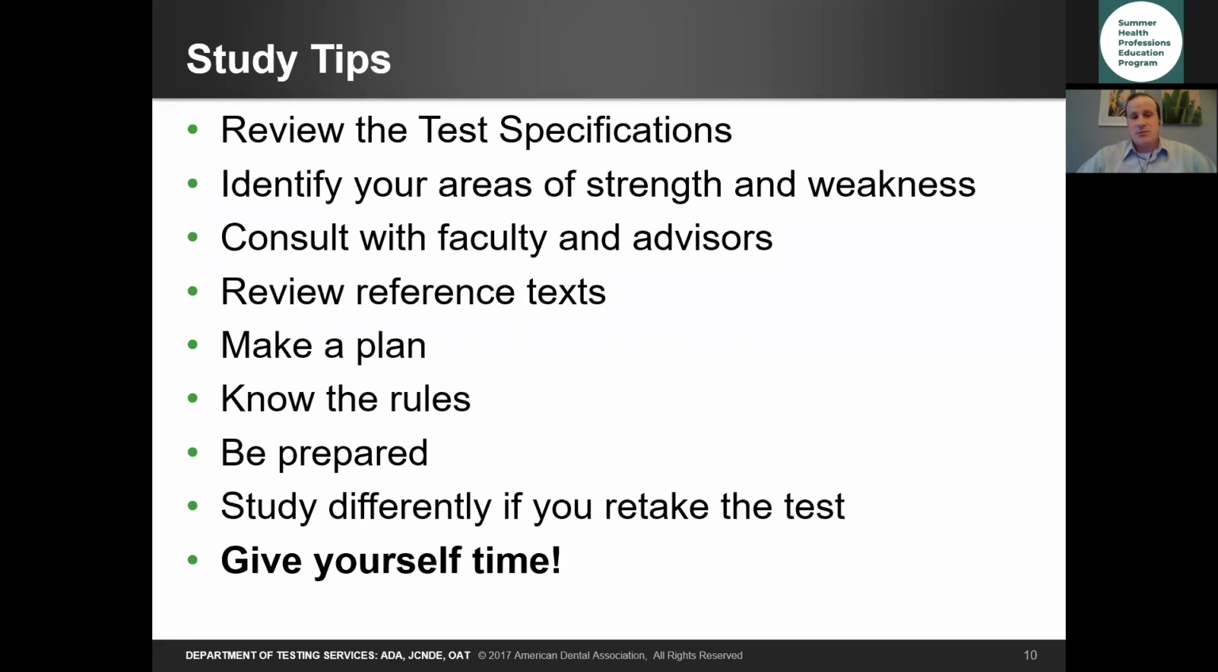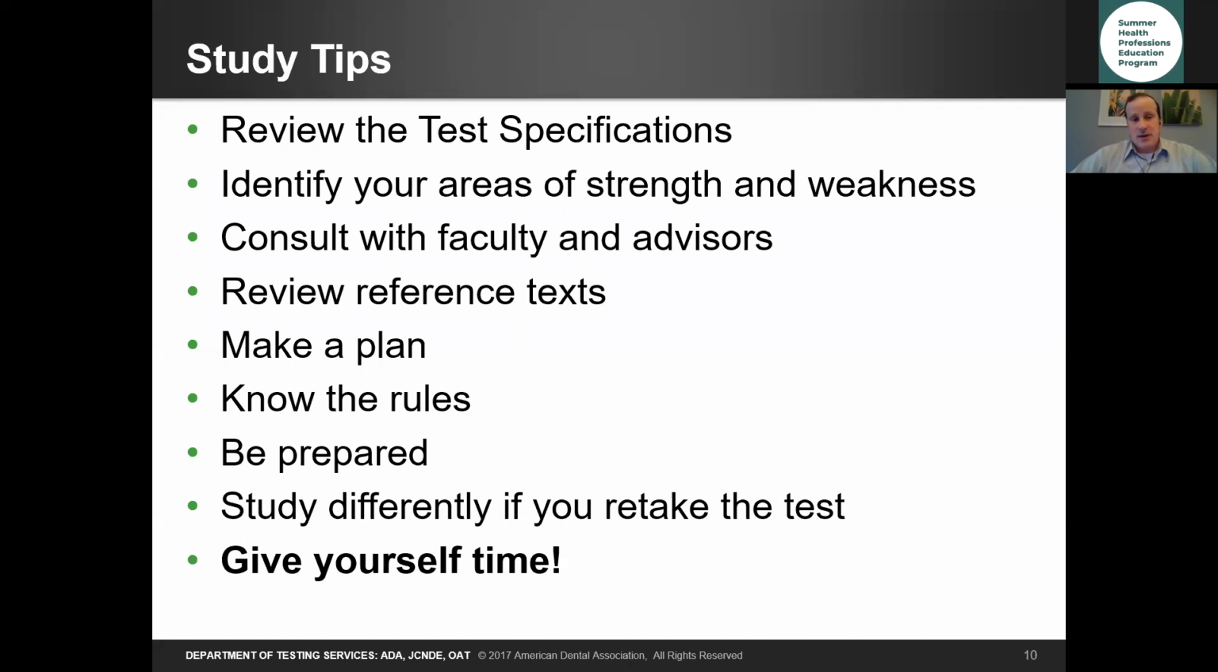I've talked to students who studied for 4 or 5 hours a week for a couple weeks before the test and did fine. I've talked to other students who treated studying for the test like a full-time job, where they were studying between 6 and 8 hours a day for 8 weeks heading into the test. It really just depends on what you feel like you need to do and how much material you need to go over before you're going to be fully prepared for the test.